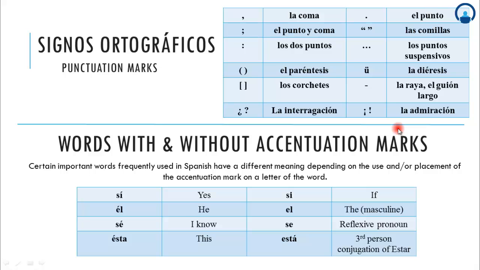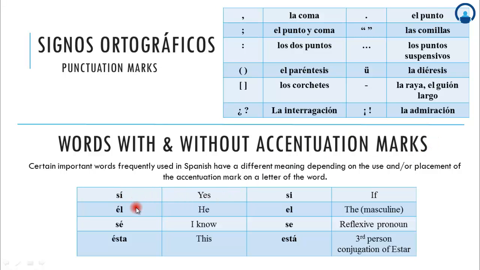Next, we see a table that says something about accentuation marks. Now what do these accentuation marks mean? These accent marks are used to differentiate two words with the same spelling but different meanings. So if we notice in this table, we have two words with the same spelling, but there's some symbol on these words, and that is called the accentuation mark.